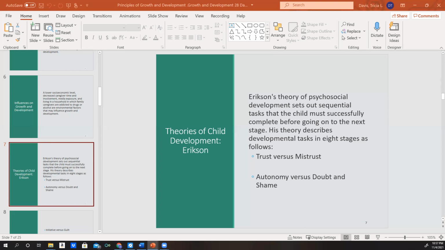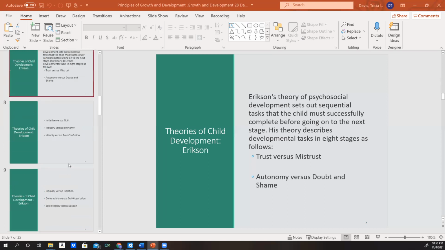issue or stage. So we know that some of the stages that he talks about, one is trust versus mistrust. This is where the infant learns that his or her needs are going to be met. There's autonomy versus doubt and shame. This is where the toddler learns to perform tasks on their own independently.